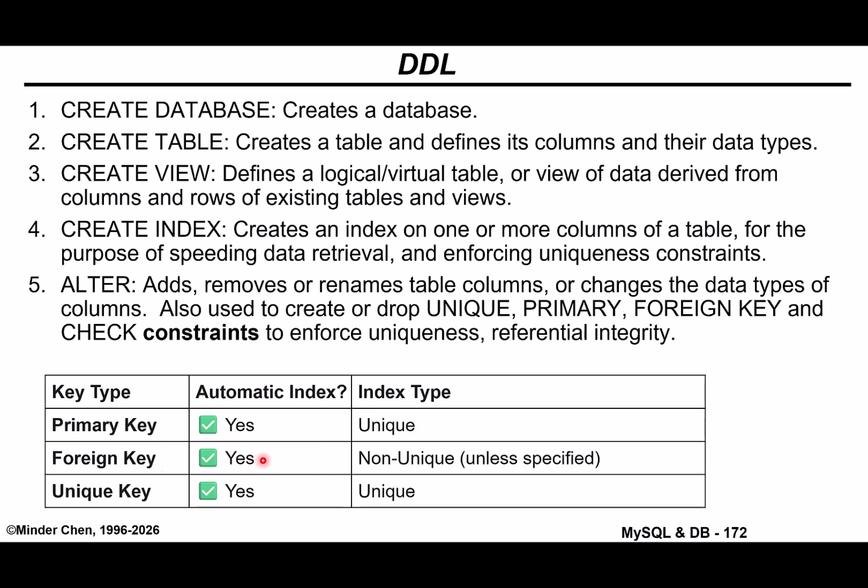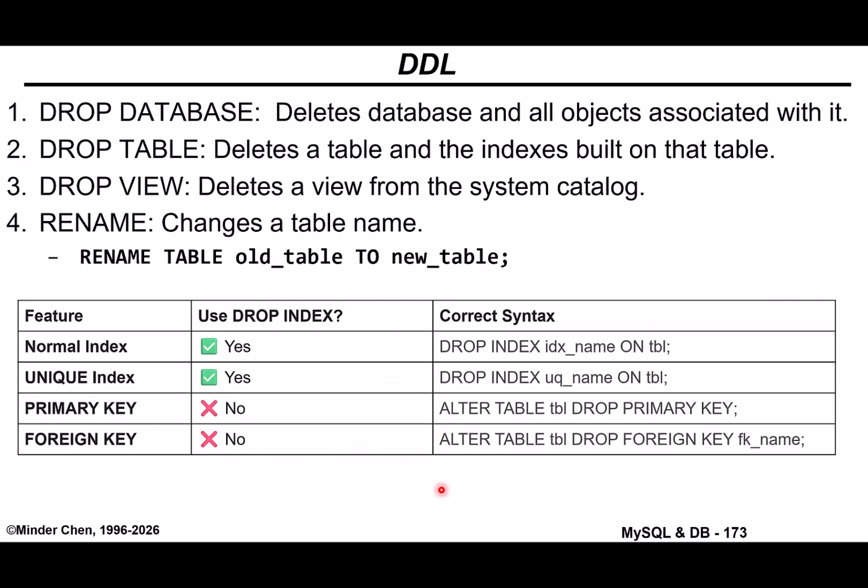For a foreign key, an index is created automatically on the foreign key column, but a foreign key index is not a unique index, unless you specify. Typically, it's not unique. For a unique key, which means if you define a column and say it has to have unique values, then it's indexed automatically, and that's a unique index. Okay, this is a little bit advanced, but I just introduce it to you.